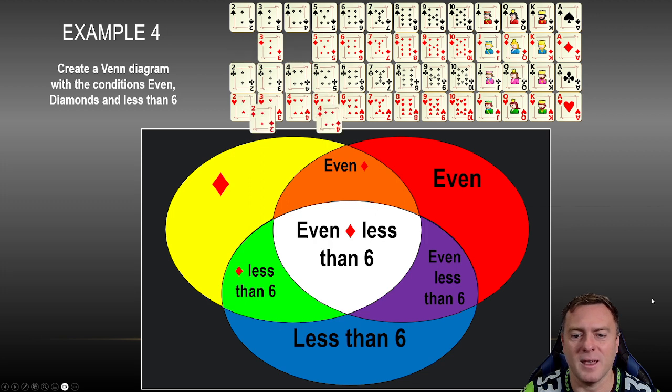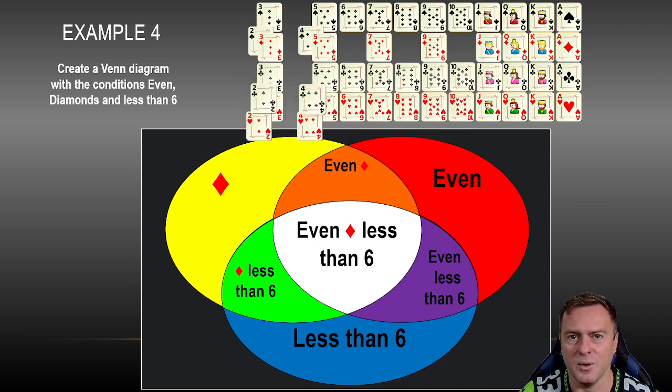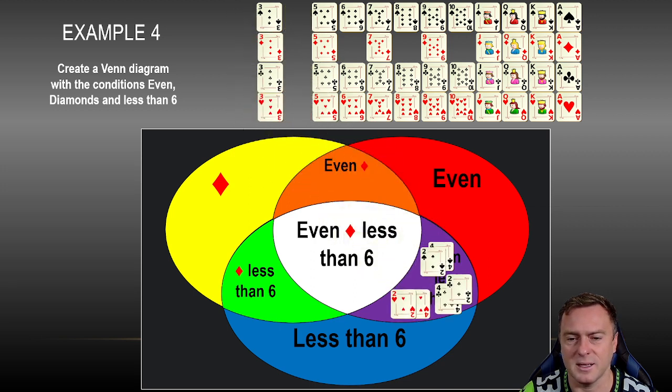So if we think about that, everything that's even, a diamond, and less than 6 goes in the middle. So there's only 2 things. There's the 2 of diamonds and the 4 of diamonds that match that condition. If you then went even and a diamond, there's these guys here. If you then went less than 6 and even, it's these guys here. So it's just these conditions.